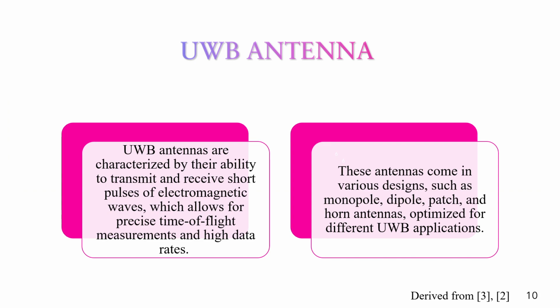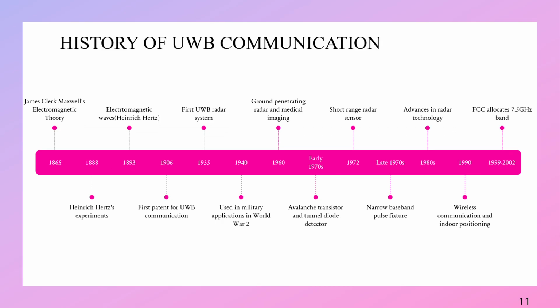They are characterized by their ability to transmit and receive short pulses of electromagnetic waves, and this feature allows for precise time-of-flight measurements and high data rates. These antennas come in various designs such as monopole, dipole, patch, and horn antennas, and each is optimized for different UWB applications. Now coming to the history of UWB.